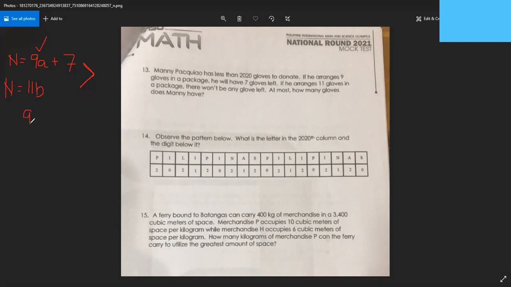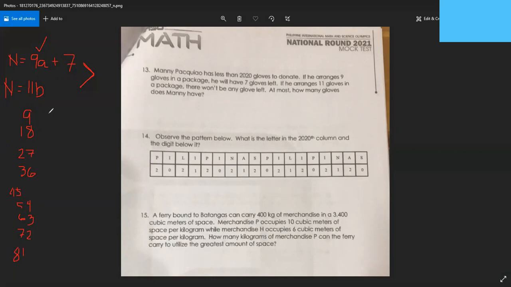9 plus 7. Is the answer divisible by 11? No. How about 18? 18 plus 7, I don't think so, it's not. Let's list down all the multiples of 9: 27, 36, 45, 54, 63, 72, 81. Let's see if we will pinpoint that given number.